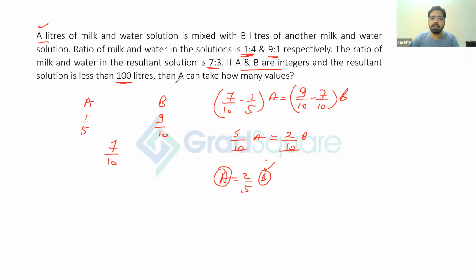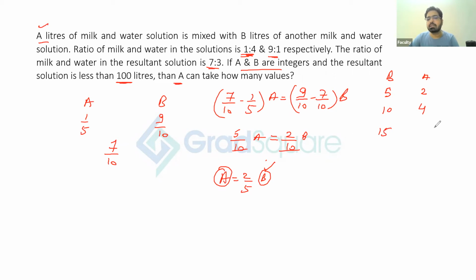Now they are asking you how many values A can take. Right? So we will look at the values of B and then look at the values of A and see what happens. So the first multiple of 5 is going to be 5. And if I take the value of B as 5, the value of A will be 2. Let's experiment a little bit more. If I take the value of B as 10, what will happen to the value of A? It's going to be 4. By now, you should have realized that this is going to be 2, 4, 6, and so on and so forth.